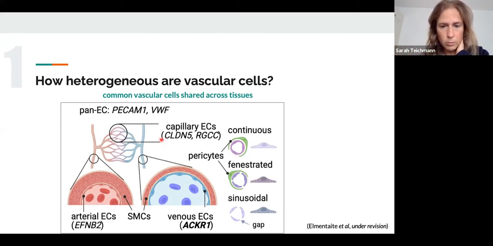And this is from the whole community and the cell atlas literature over the past 5 years or so. Arterial endothelial cells are marked by FBN2, and then you've got the smooth muscle cells around them, capillaries with Claudin-5, RGCC, and venous cells, where the marker ACKR1 has emerged both from the murine and human literature using single cell technologies that wasn't known before.